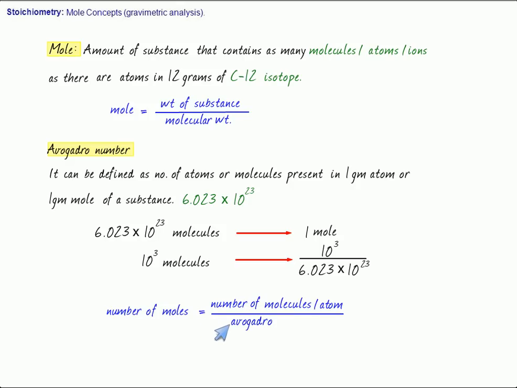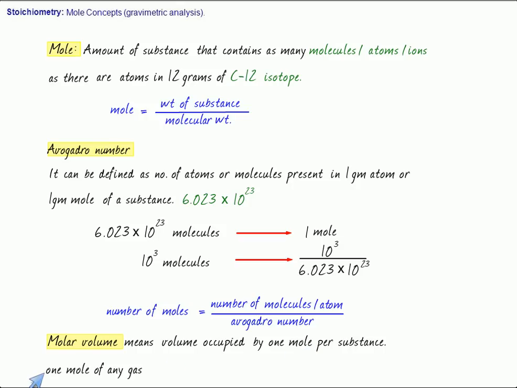And finally, the last term which has got significance is the molar volume. Specifically, molar volume means the volume occupied by 1 mole of a substance. If we calculate that volume at NTP, for 1 mole it has been observed that irrespective of the nature of the compound, 1 mole of any gas at NTP occupies 22.4 liters. So these are the very basic definitions with which we should be familiar.